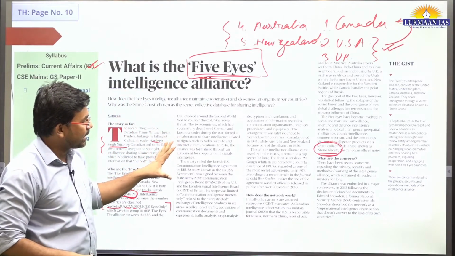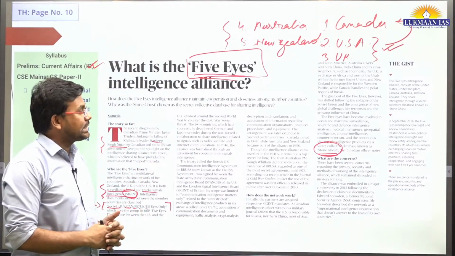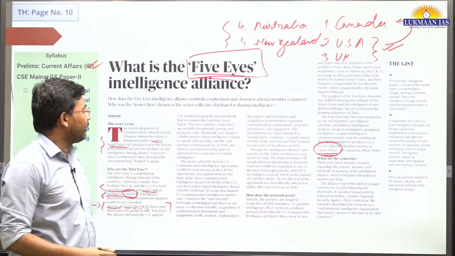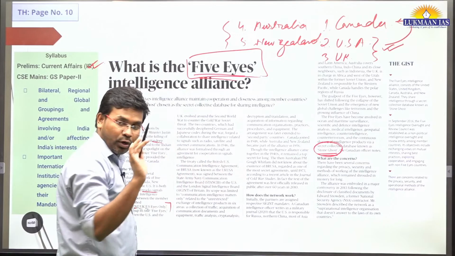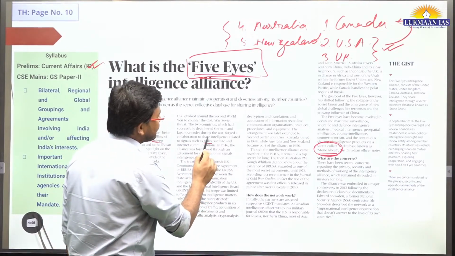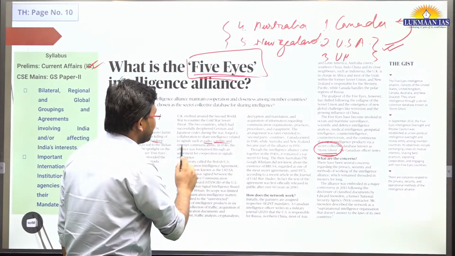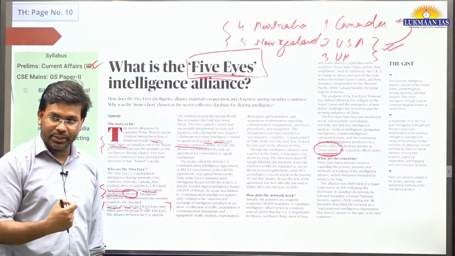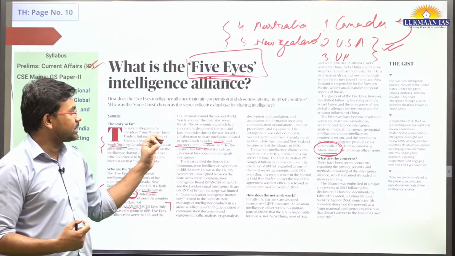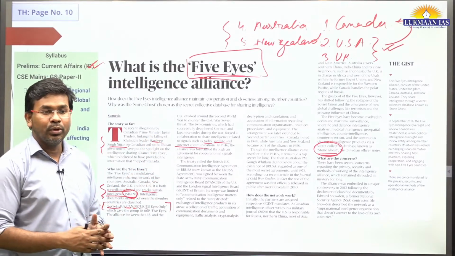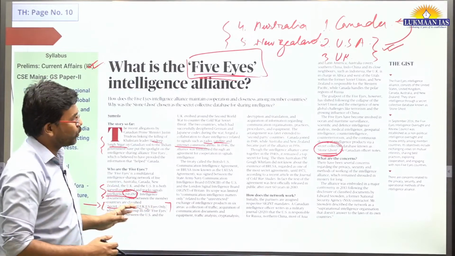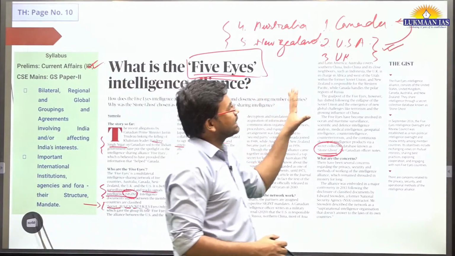Here in this article they have talked about the significance of this alliance. This alliance actually shares a lot of information. During World War time, they used to intercept radio signals, satellite and internet communication, and they used to gather information out of it. And because of this information, they were able to topple many warfare things during World War II. So that's why this alliance is in the news.